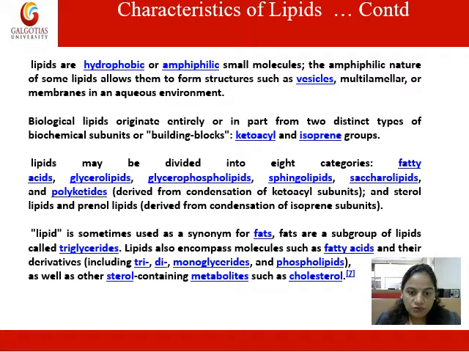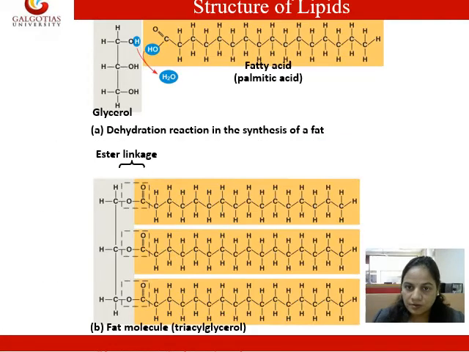Lipid is sometimes used as a synonym for fats. Generally we call them fats. Fats are the subgroup of lipids called triglycerides. Lipids also encompass molecules like fatty acids and their derivatives, which may be triglycerides, monoglycerides, diglycerides, and phospholipids. Cholesterol also comes under the same category. So that is the detail of the nature, composition and types present within the lipids.